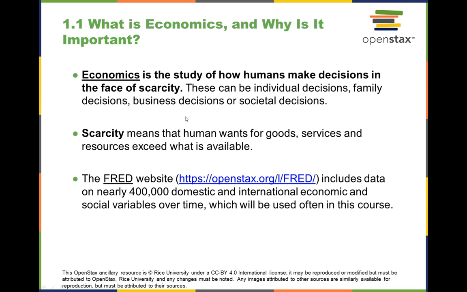So economics is the study of how humans make decisions in the face of scarcity. These can be individual decisions, family decisions, business decisions, or societal decisions. And scarcity is important because it means the human wants for goods and services and resources exceed what is available. We have a limited amount of resources, including one of the most important resources, which would be time. And because of this, we have to choose.